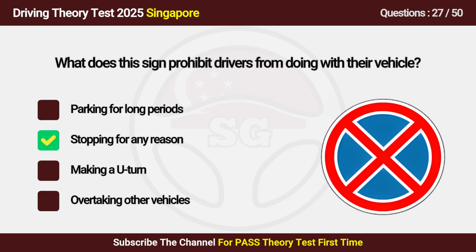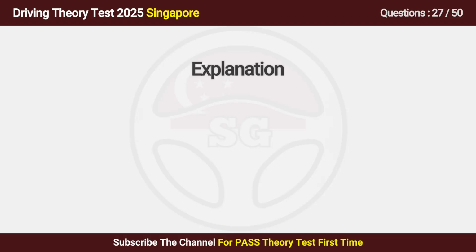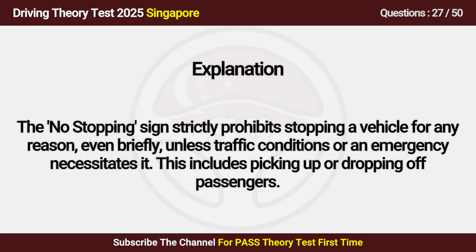Answer is B. Stopping for any reason. The no stopping sign strictly prohibits stopping a vehicle for any reason, even briefly, unless traffic conditions or an emergency necessitates it. This includes picking up or dropping off passengers.